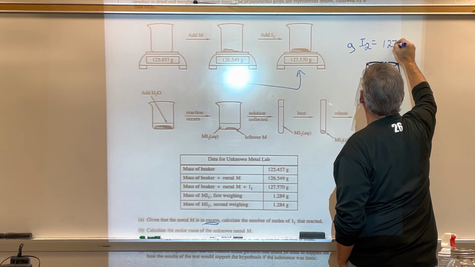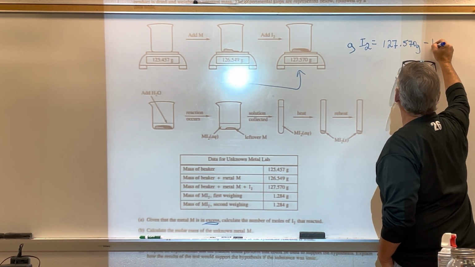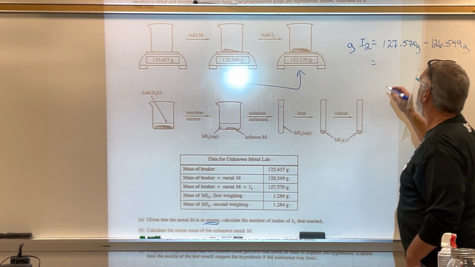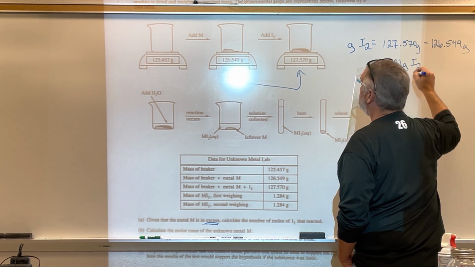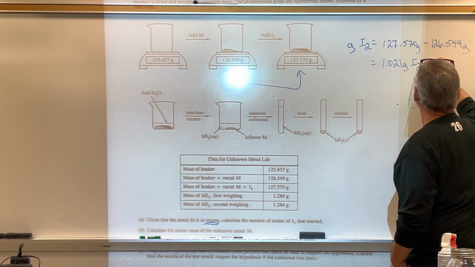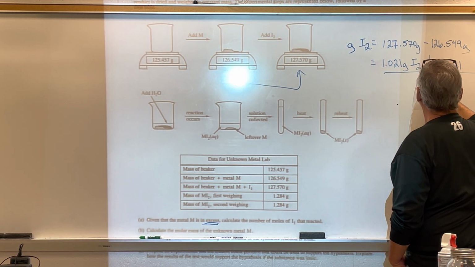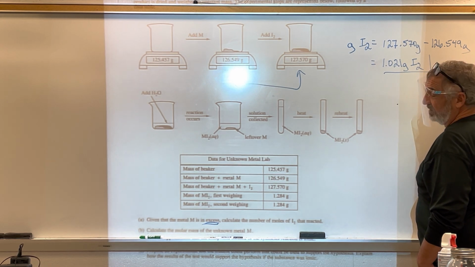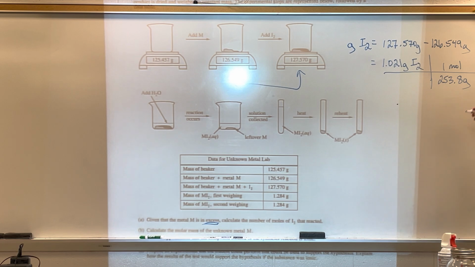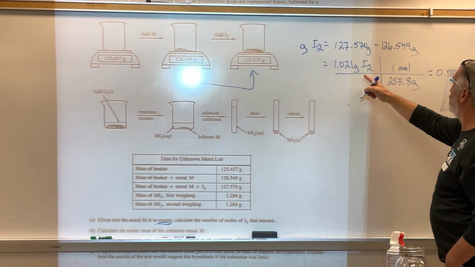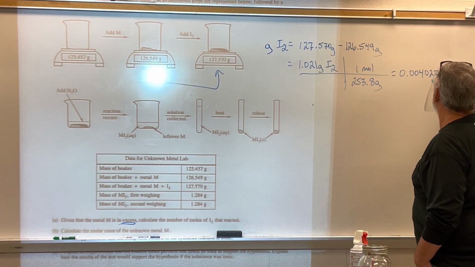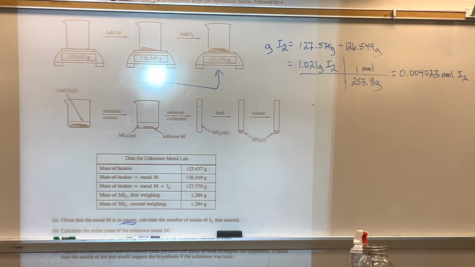So it's going to be 127.570 grams minus 126.549 grams. So that's going to equal how many? 1.021 grams of I2. But they want moles. So divided by the molar mass. So it's going to be times 1 mole over 253.8, that's I2. Dang it, 253.8. 0.004022. Let's go with 4 sig figs. Okay? These zeros are not significant. Pay attention to sig figs still on a math problem like this. Okay, so that's A.